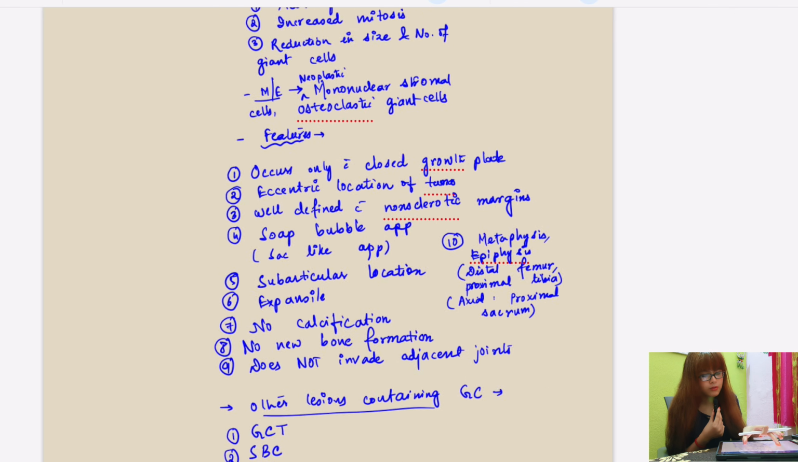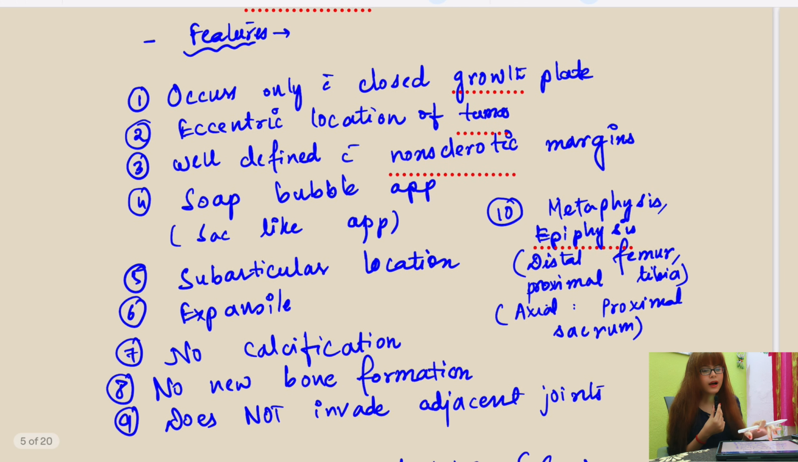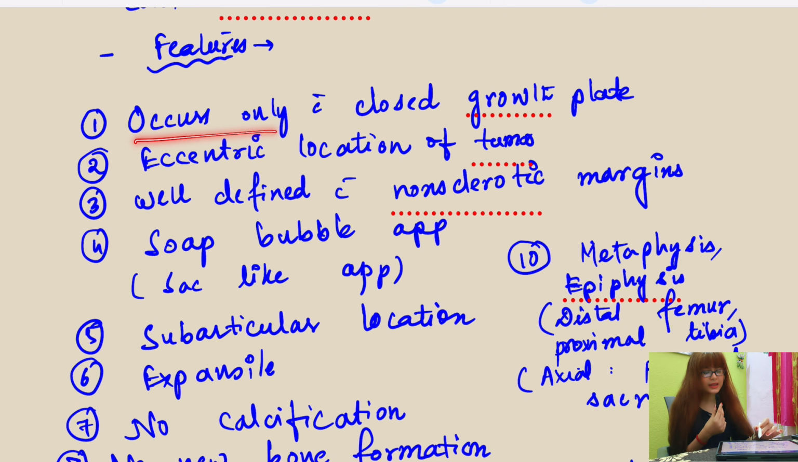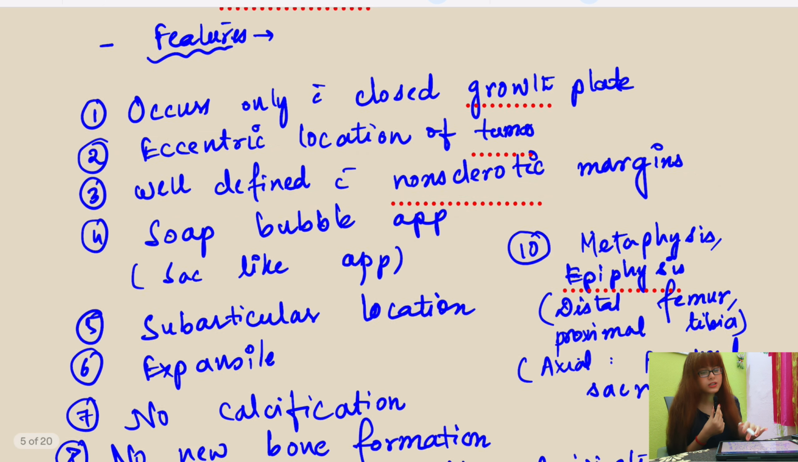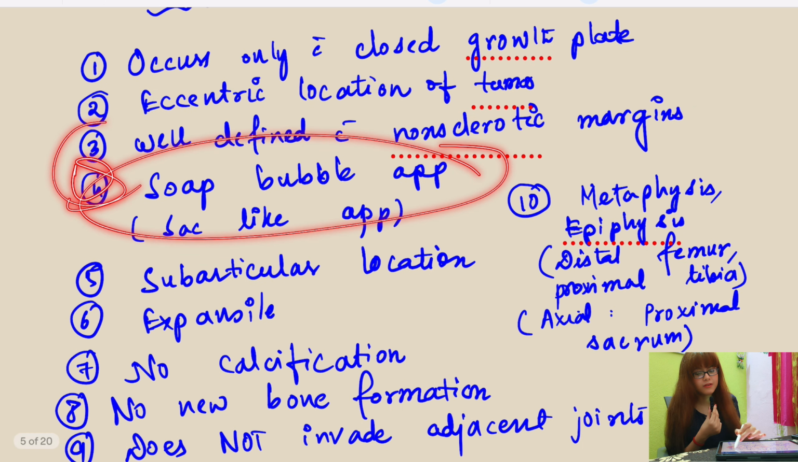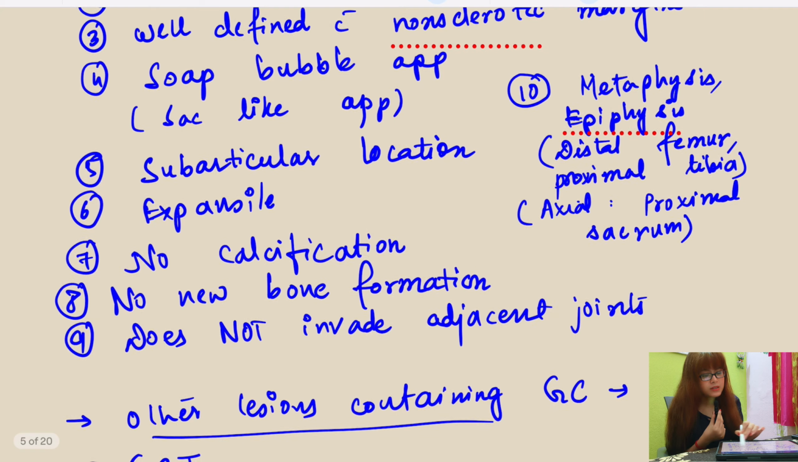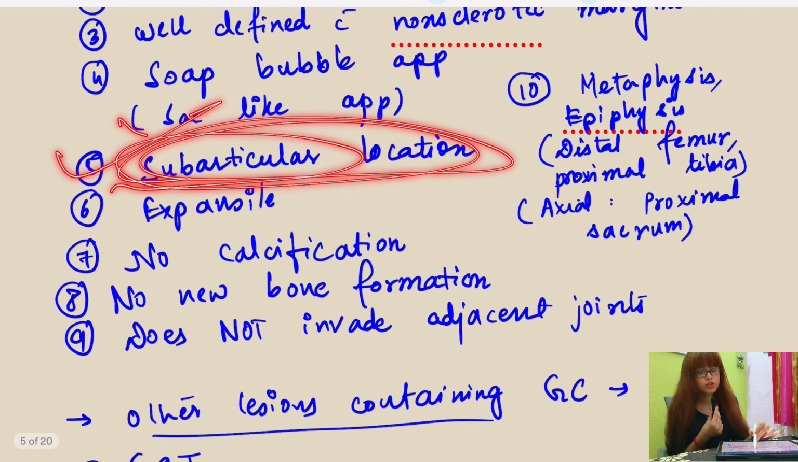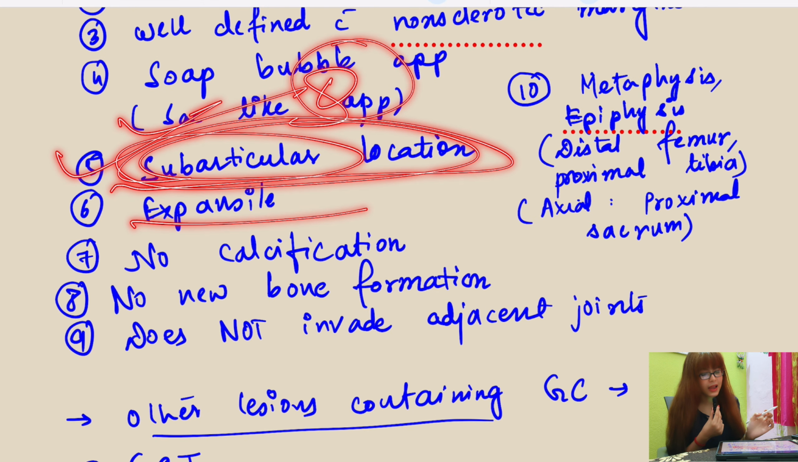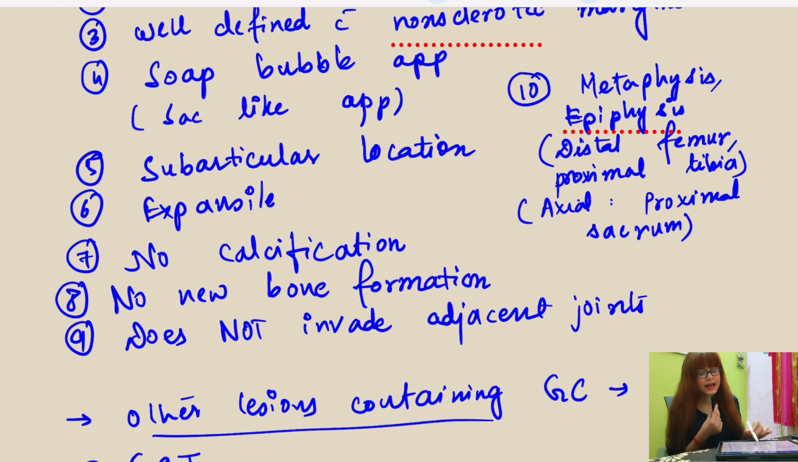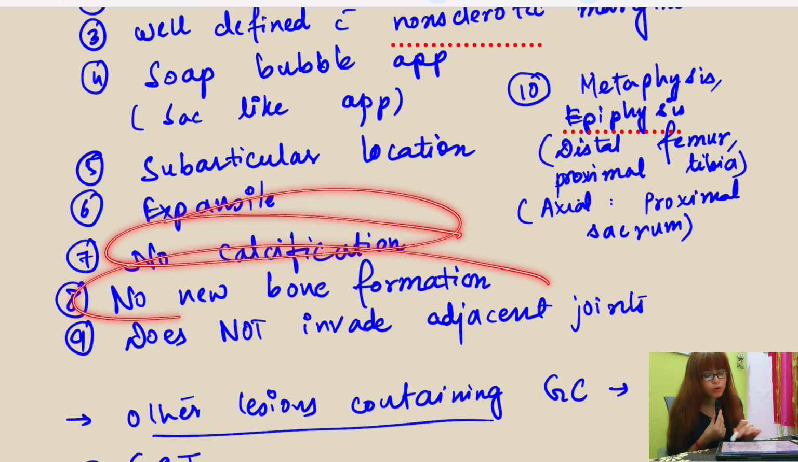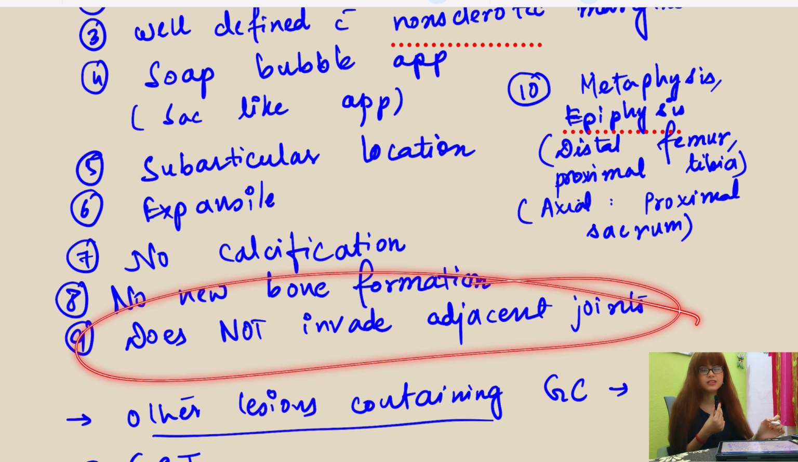So basically the important features that I'm trying to highlight here are that it occurs only in a closed growth plate, eccentric location of the tumor, well defined with non-sclerotic margin, so bubble-like appearance, very important in the X-ray, subarticular location just below the joint, very important, expansile. The important negative points are that there is no calcification, no new bone formation, and it does not involve the adjacent joint.